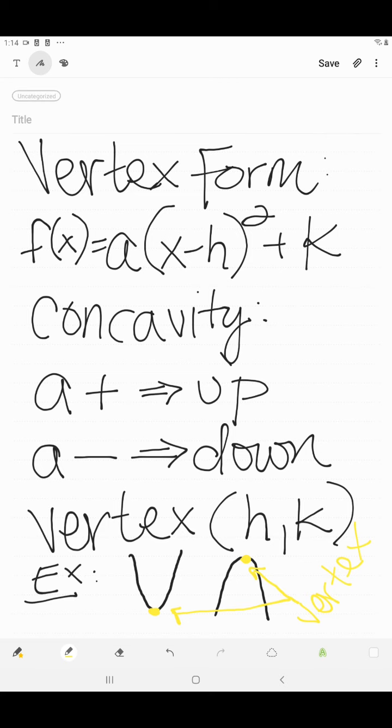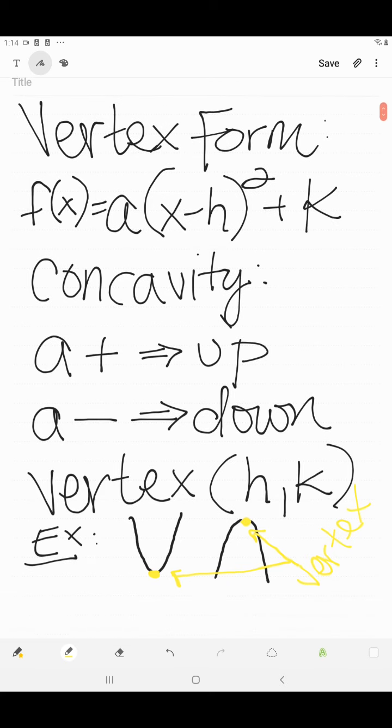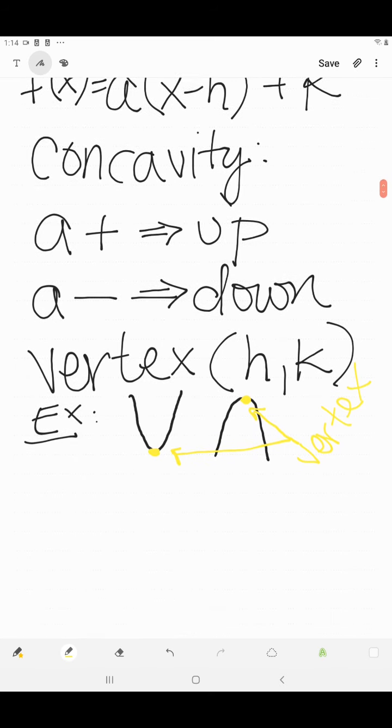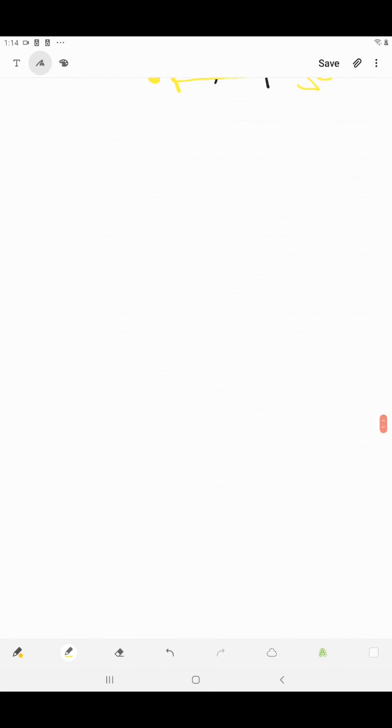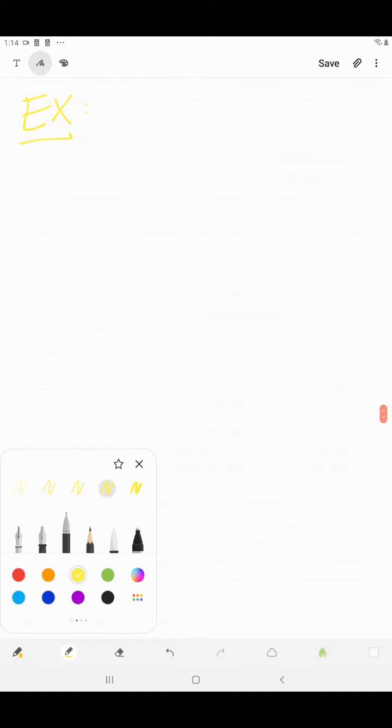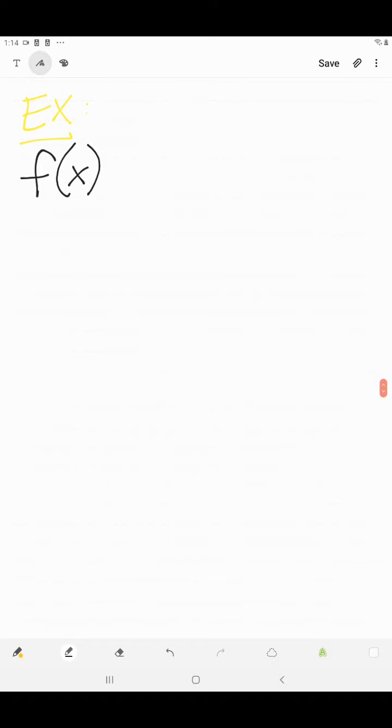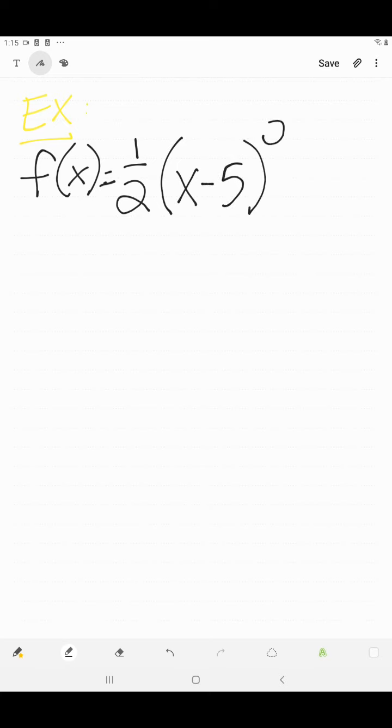Now I want to give you guys an actual example, so we see what things look like numerically speaking. So let's look at an example. Let's say we have the following. We are given f of x equals, now let's put a fraction in there, 1/2. Don't freak out about the fraction, it's okay. (x minus 5) squared plus 3.